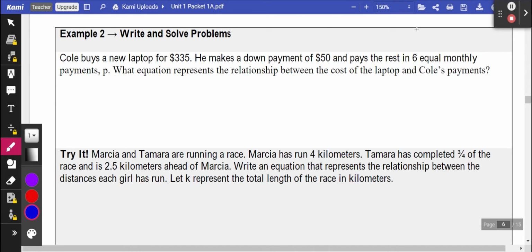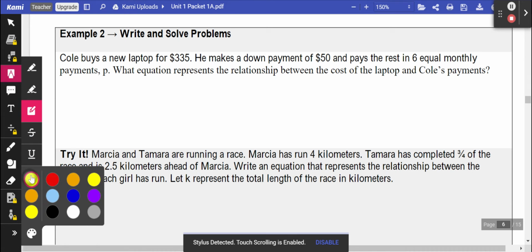We are going to write and solve an equation to represent this problem and then make sure we include a label with our answer. Cole buys a new laptop for $335. He makes a down payment of $50 and pays the rest in 6 equal monthly payments P. What equation represents the relationship between the cost of the laptop and Cole's payments?